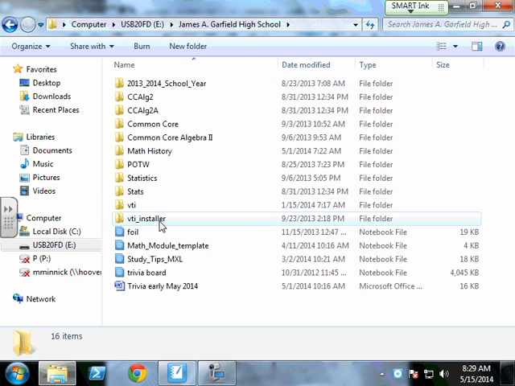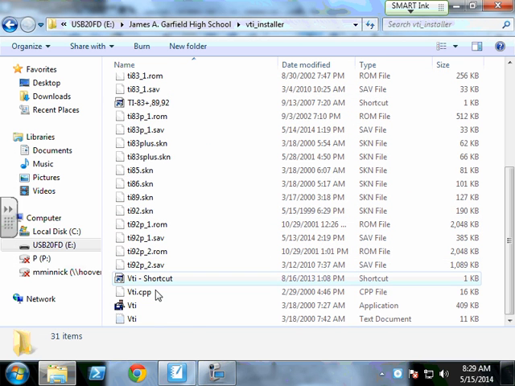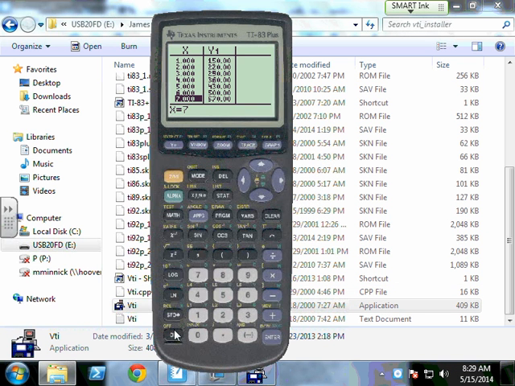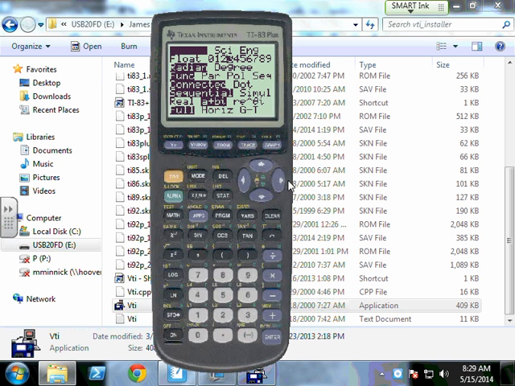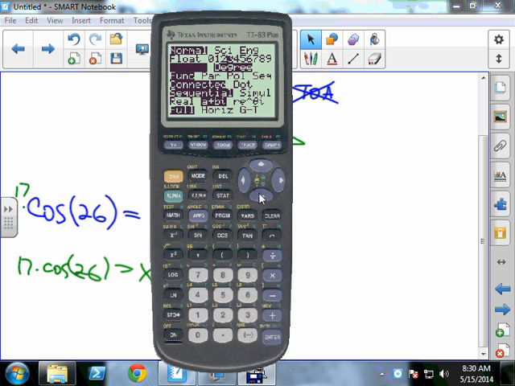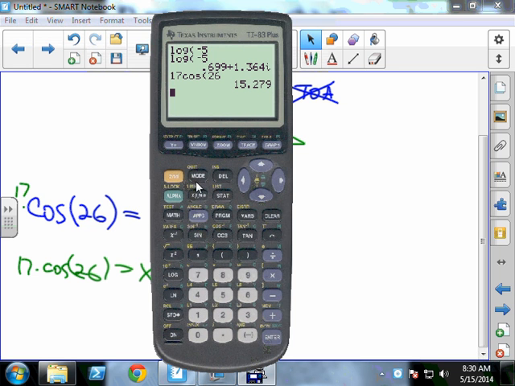If you're using a TI-83, you have to be real careful. By default, this calculator likes radians. You have to be in degrees. If you're not in degrees, you're going to get it wrong. 17 cosine 26 gives us 15 point something. If my mode is set up for radians, I'm going to get the wrong answer just about every time. Make sure your calculator is set up in the appropriate angle measure.